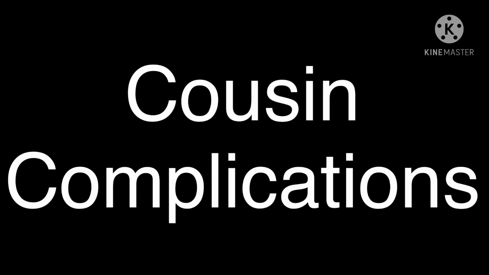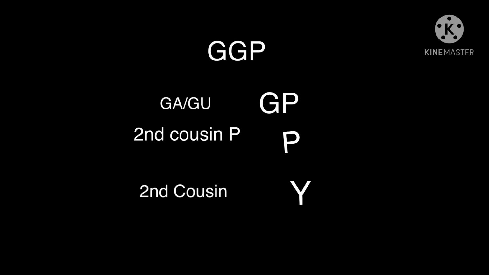Cousin complications. Cousins, they're the children of your aunts and uncles. I am pretty sure most of you know that. What about the grandchildren of your grandaunts and granduncles? Alright, let's build a tree starting from your great-grandparents. As you can see, the grandchildren of your grandaunts/uncles are called your second cousins.